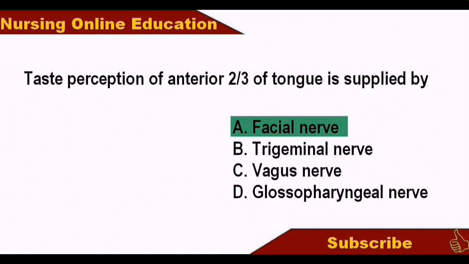So, what about posterior 1/3? It is supplied by glossopharyngeal nerve. That is 9th nerve. Okay, so anterior 2/3 facial, posterior 1/3 glossopharyngeal. But anteriorly, the general sensation is by trigeminal. Not the taste, general sensation to anterior 2/3 is by trigeminal nerve.